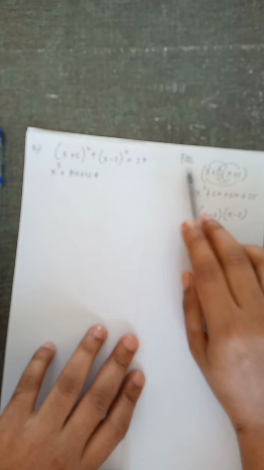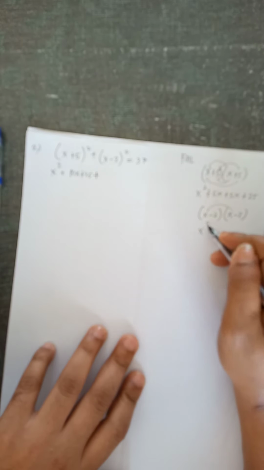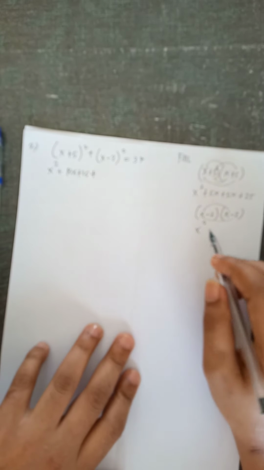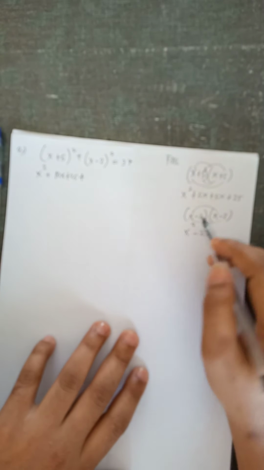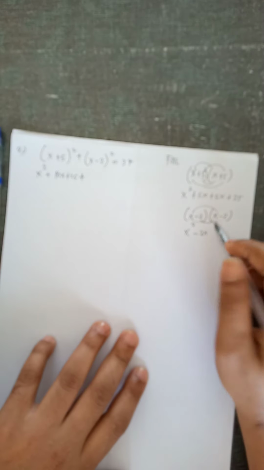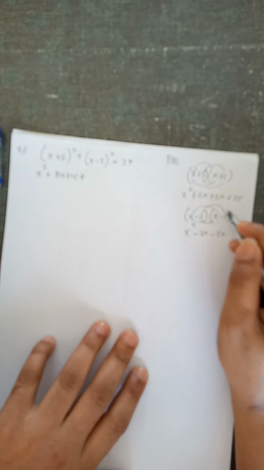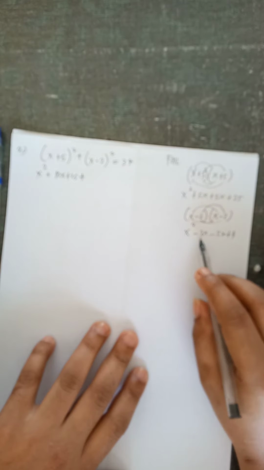Again, using the FOIL method, we multiply the first terms: x times x equals x squared. The outer terms: x times negative 2 is negative 2x. The inner terms: negative 2 times x is negative 2x. And the last terms: negative 2 times negative 2 is positive 4. Combining like terms, negative 2x and negative 2x are alike terms, so we are going to combine them.